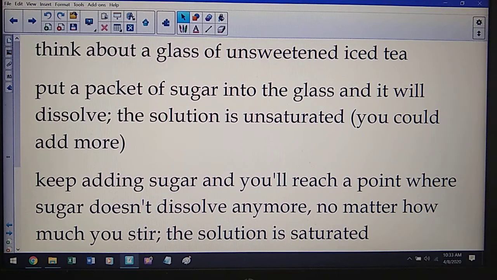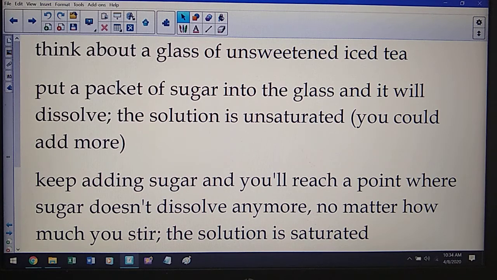But if you keep adding packets of sugar, at some point you're going to get to a point where no matter how hard you stir, nothing else is going to dissolve. At that point, that's a saturated solution. So as long as you can keep adding more, as long as it's not yet full, it is unsaturated. The point where you cannot dissolve any more, no matter what you do to it, no matter how much you stir or shake it, that's the saturation.